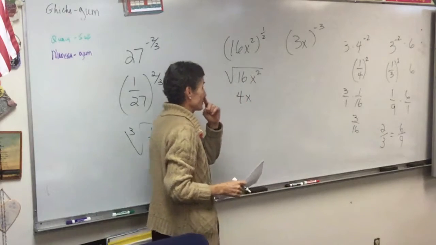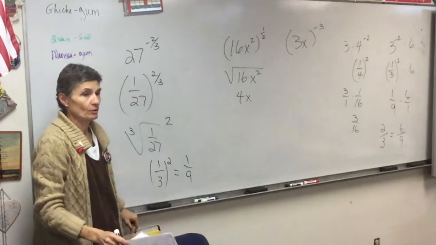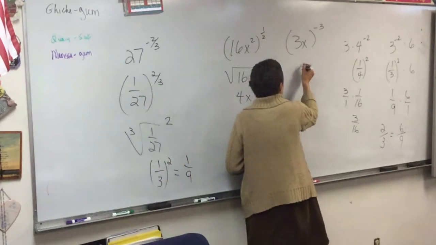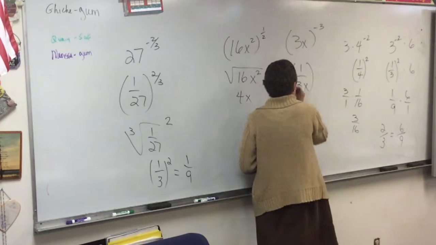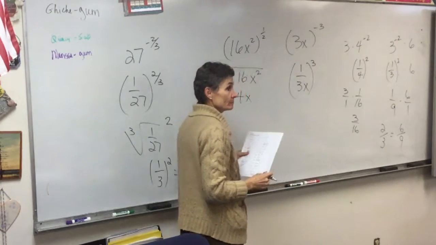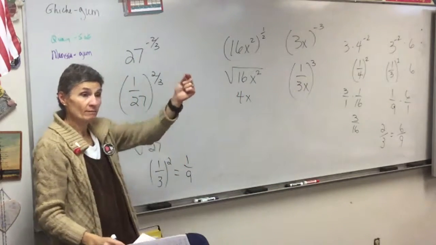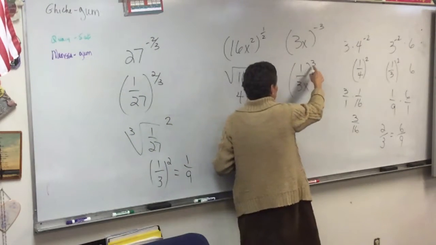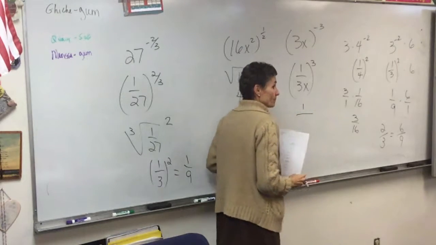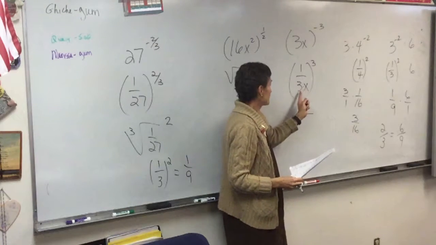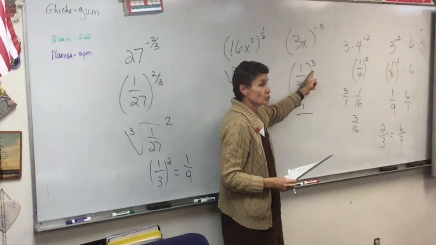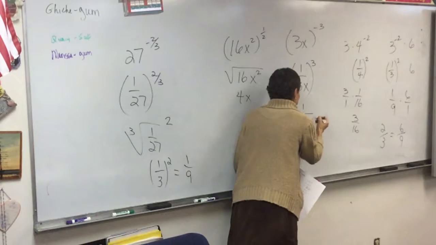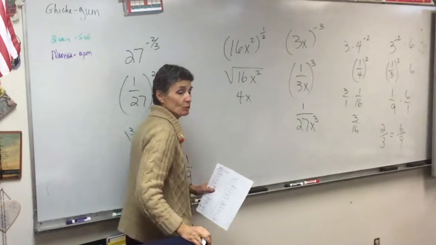So 3x to the negative third. All right, now wait a minute. 3x to the negative third. That's going to be 1 over 3x to the third, right? Remember, a negative exponent flips it. Now, 1 cubed is still 1. And you've got to cube both of these. So what's 3 cubed? 27. x cubed. So it's 1 over 27x cubed.